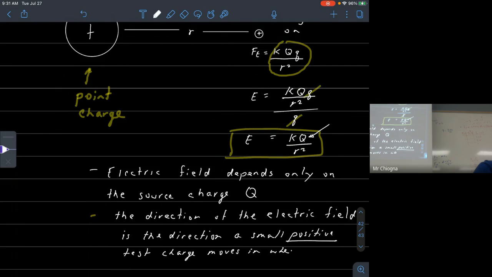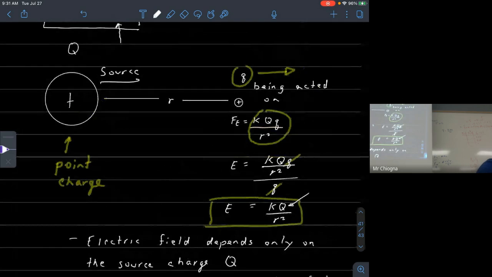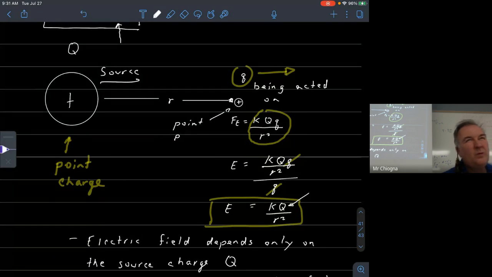When placed, where is it going to be placed? At point P. What's point P? Point P is here, in that area. P stands for position. You have to give that position first. And that position P is always a distance R from Q. Okay?